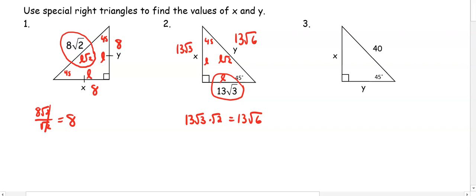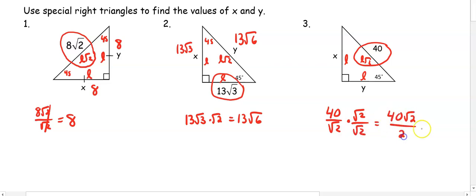In number 3, when we label our sides, we have L, L, L root 2. 40 is on the L root 2 side, so we are going to divide by root 2. 40 divided by root 2, we rationalize by multiplying root 2 over root 2. So we get 40 root 2 over 2, which divides to 20 root 2. So each leg is 20 root 2.